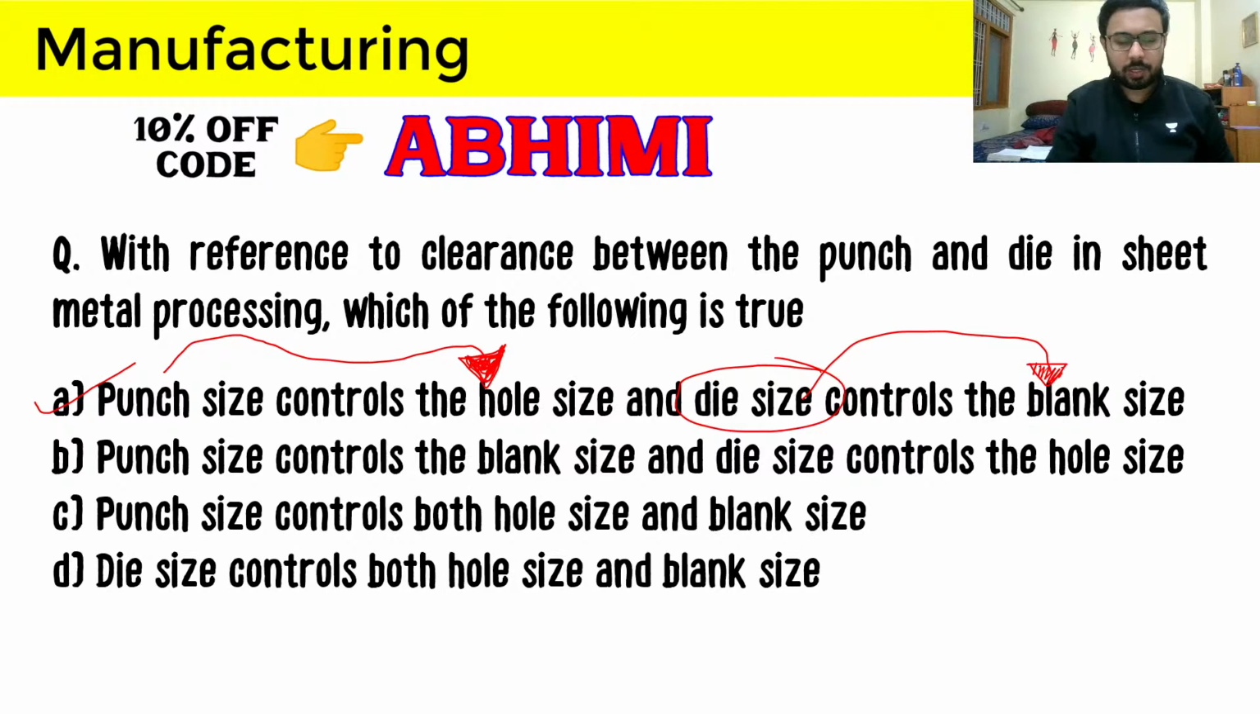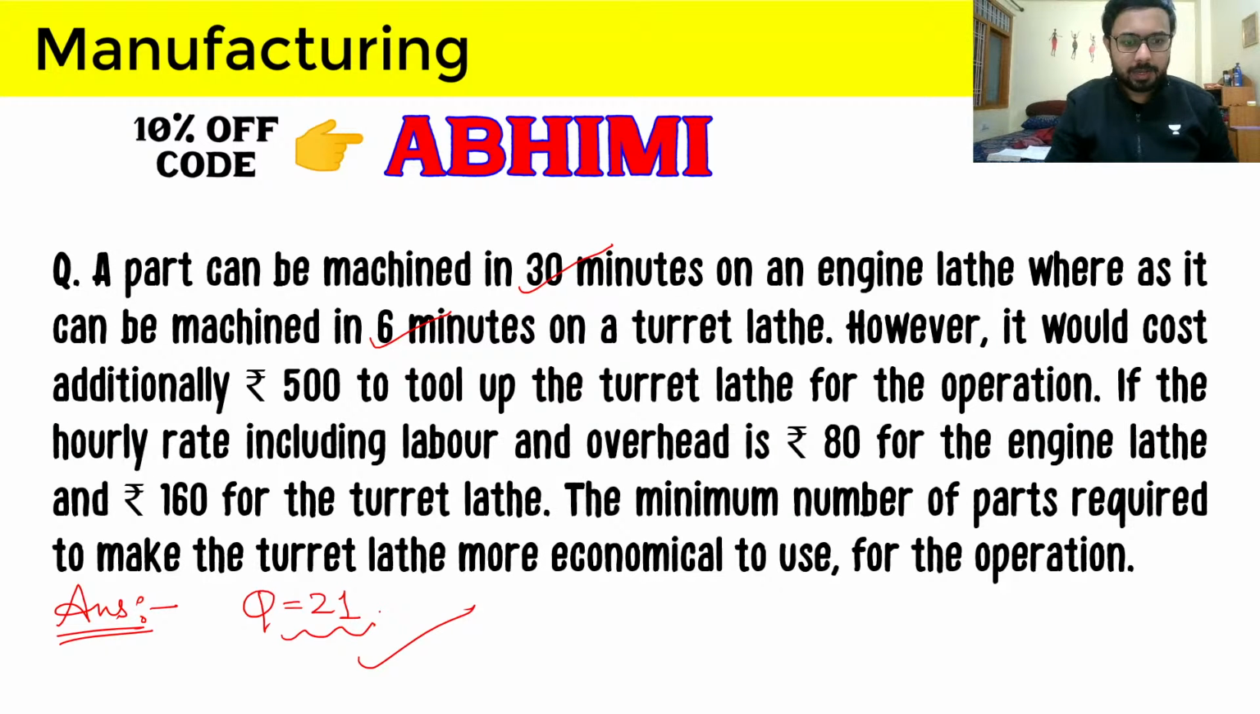So this is covering a lot of things for that sheet metal operation topic. And then we discussed this question where we were provided with two lathes, an engine lathe and a turret lathe, and we have to find out the minimum number of parts required to make the turret lathe more economical, because the turret lathe was asking for an additional 500, and also the hourly rate of the turret lathe was greater.